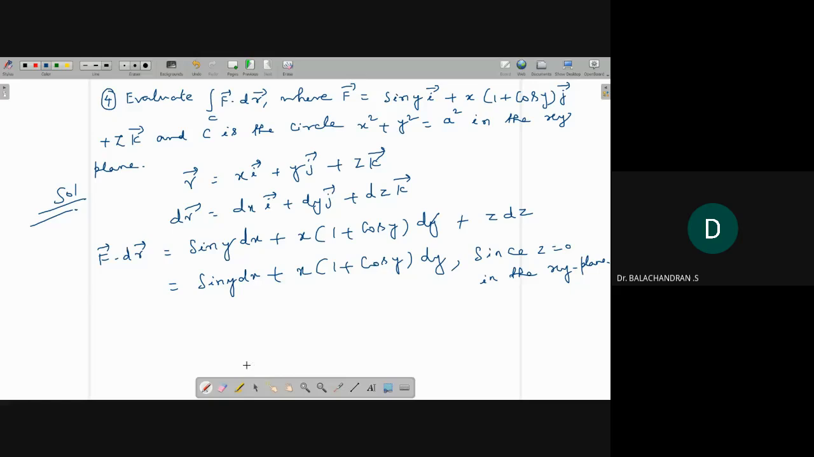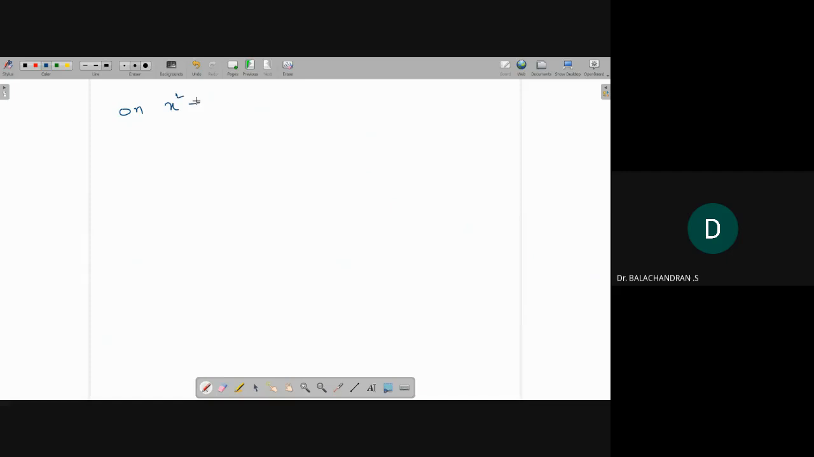Okay, now let's calculate the integral over C of F vector dot dr vector. So this is equal to sin y into dx plus x into 1 plus cos y into dy, where C is given in the question as x square plus y square equal to a square, the circle centered at the origin with radius a. So now on the circle x square plus y square equal to a square, x is equal to a cos theta and y equal to a sin theta.